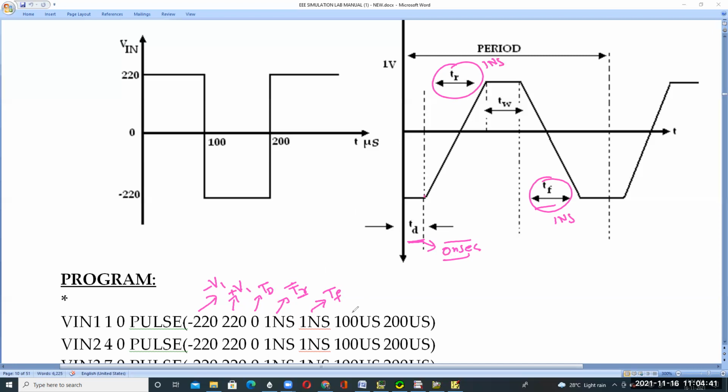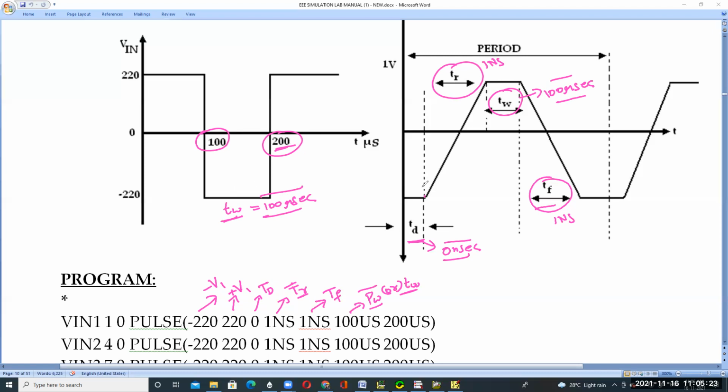So rise time 1 nanosecond, delay time 0 nanoseconds, and this is called pulse width, PW or TW. Pulse width here is 100 microseconds. Generally, this is the pulse width: 200 microseconds minus 100 microseconds, that is 100 microseconds.